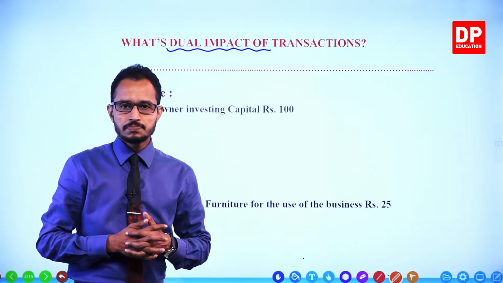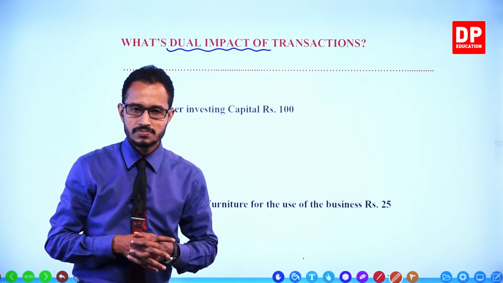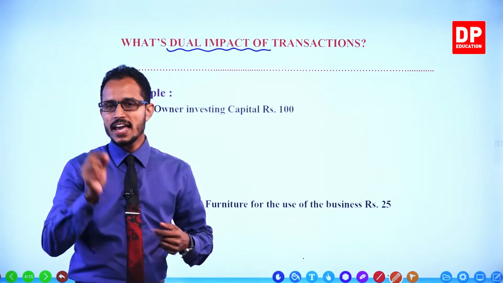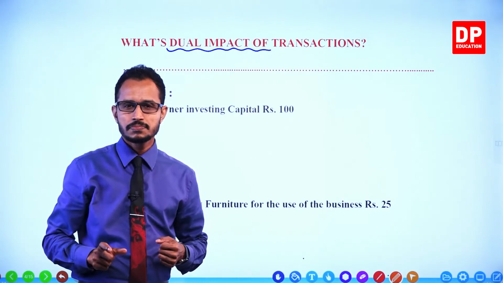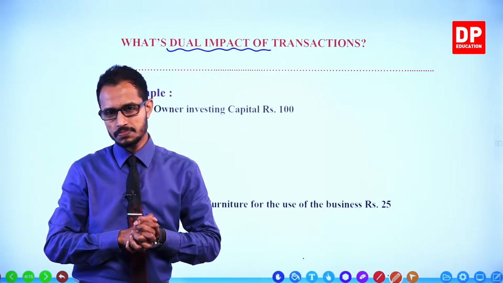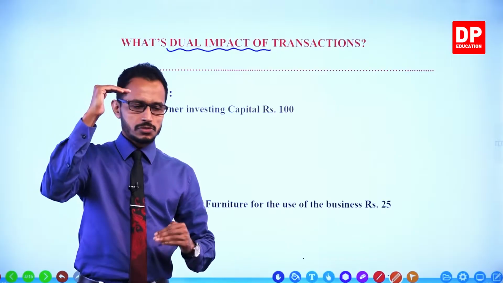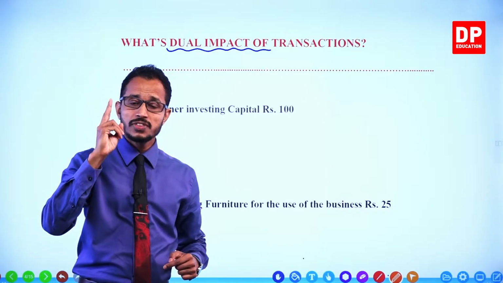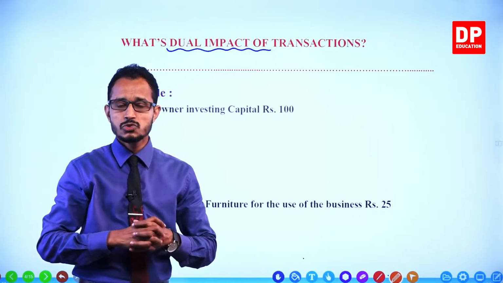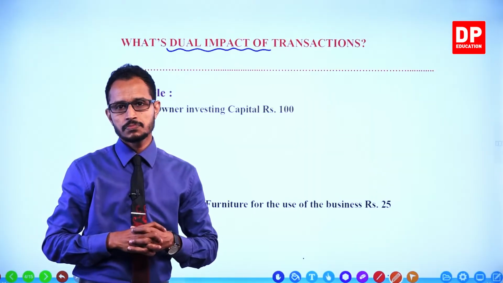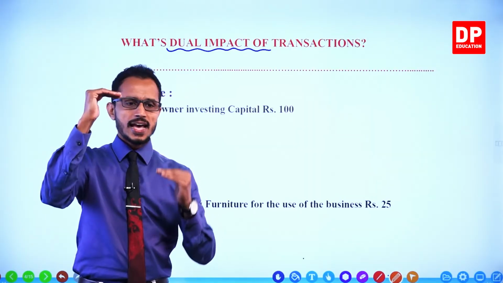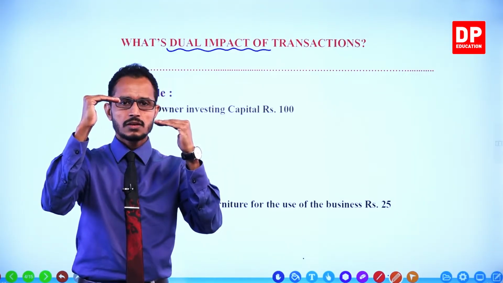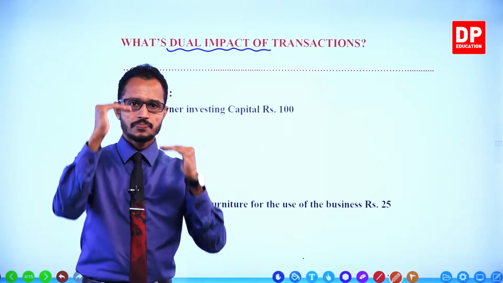When transactions happen in a business, every single transaction changes, increases or decreases, two things of this accounting equation. It affects two components. It can be an increase and a decrease. See, two. An increase and a decrease.